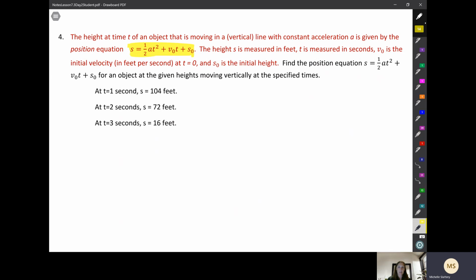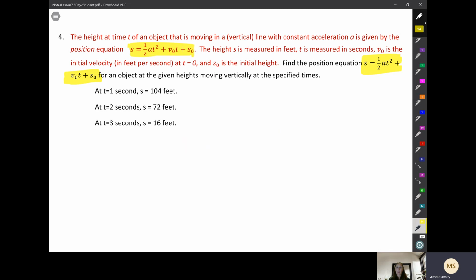V naught, or V sub 0, is the initial velocity, okay? That's in feet per second, at T equals 0. So our initial velocity when T equals 0. And S naught, or S sub 0, is the initial height. So we want to find the position equation. In the end, we're going to write ourselves an equation, this whole equation here, for an object at given heights moving vertically at the specific times.